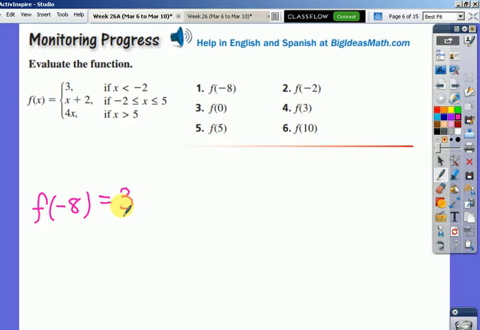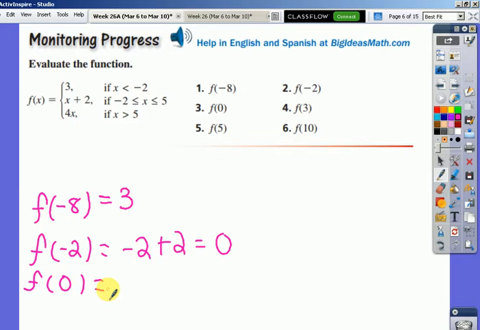So let's go on to number 2. Is negative 2 less than negative 2? No, it's equal. Is negative 2 between negative 2 and 5 or equal to negative 2 or 5? Equal to negative 2. So where do I plug it in? The first one, the second one, or the third one? The second one. So what's negative 2 plus 2? 0. Okay, go to the third one, f of 0.